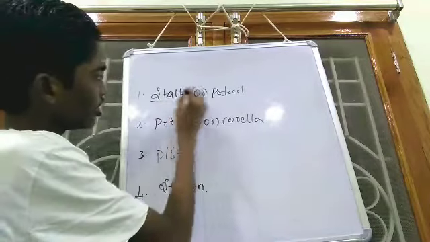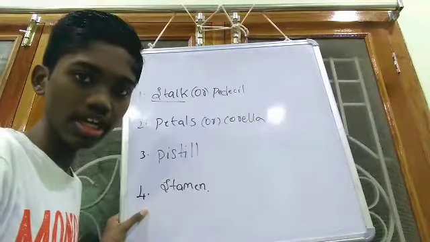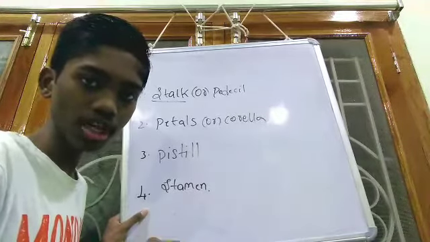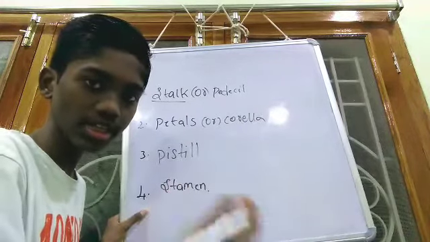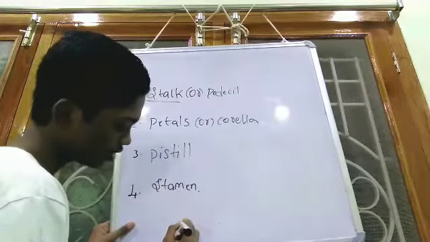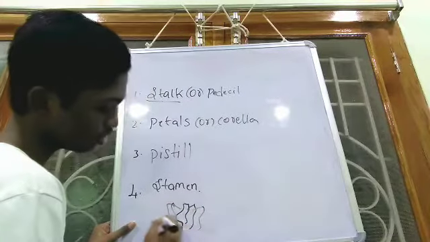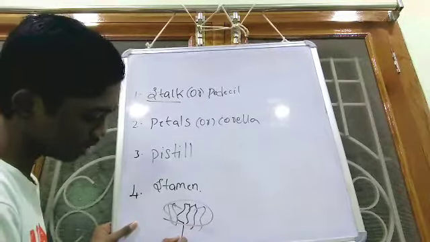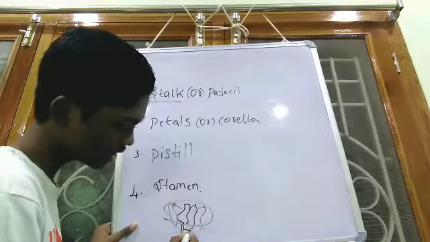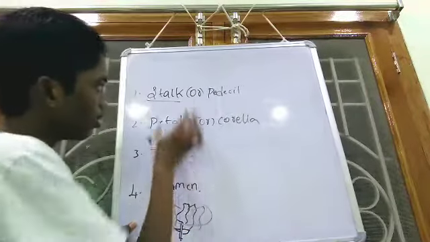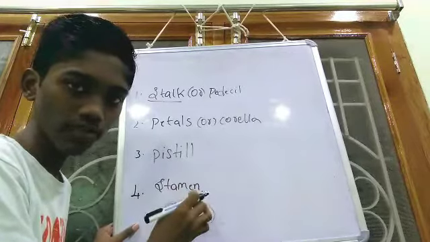So first, coming to the stalk or pedicel, we can observe the green colored structure at the bottom of the flower, which helps in holding the flower. To hold the flower, we will hold the green colored part. If this is a flower, this total part is the flower, and for holding we will touch the green part which contains leaves. That part is called stalk or pedicel, that gives protection to the inner parts of the flower.